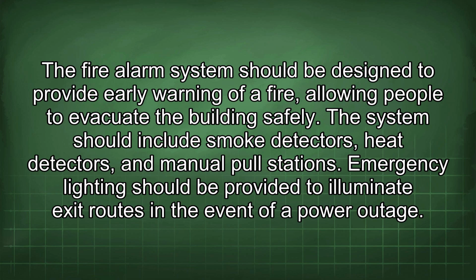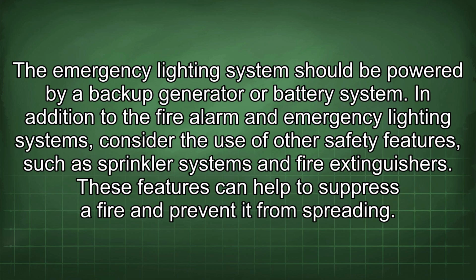Emergency lighting should be provided to illuminate exit routes in the event of a power outage. The emergency lighting system should be powered by a backup generator or battery system. In addition to the fire alarm and emergency lighting systems, consider the use of other safety features, such as sprinkler systems and fire extinguishers. These features can help to suppress a fire and prevent it from spreading.